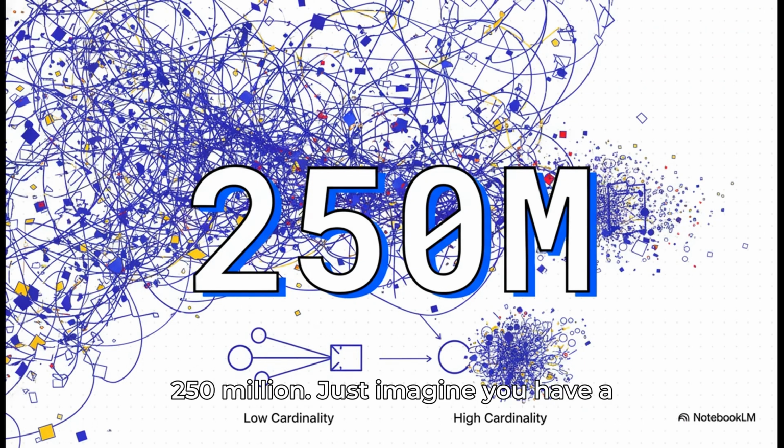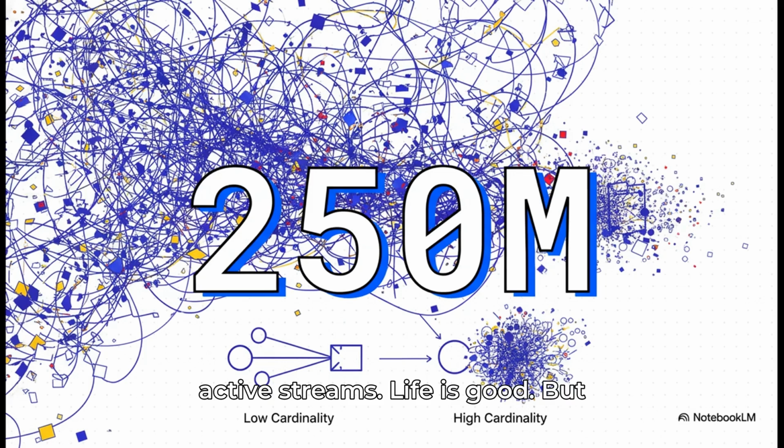Let's do some terrifying math, okay? 250 million. Just imagine you have a perfectly healthy cluster humming along with around 2,500 active streams. Life is good. But then, someone on the team accidentally adds just one single dynamic label for a user ID. And let's say you have 100,000 unique users. Well, 2,500 streams multiplied by those 100,000 unique values geometrically explodes your stream count to 250 million. Boom. This forces Loki to create millions of separate index entries and flush thousands of tiny, highly fragmented chunks to storage. It will literally melt down your index.